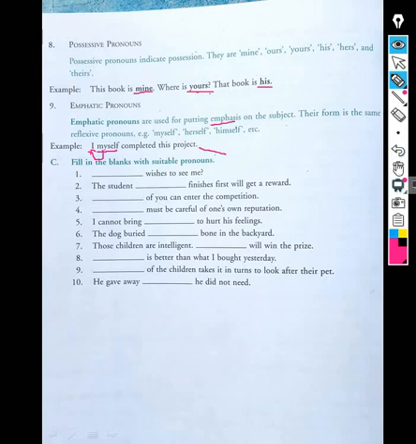Right, okay, exercise. Fill in the blanks with suitable pronouns. Now you will choose a suitable pronoun and you will write in the blank spaces. For example, the first one is: blank wishes to see me. So you can see here is a question mark. That means you will place here an interrogative pronoun. For example, you can say who wishes to see me. मुझसे कौन मिलना चाहता है.